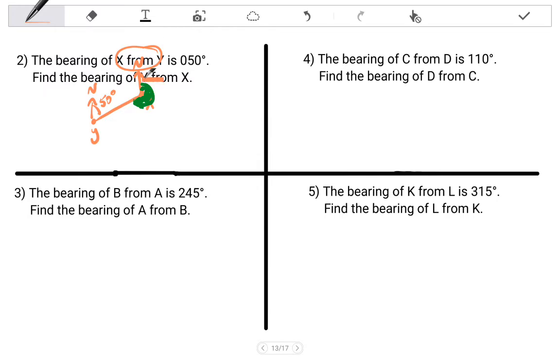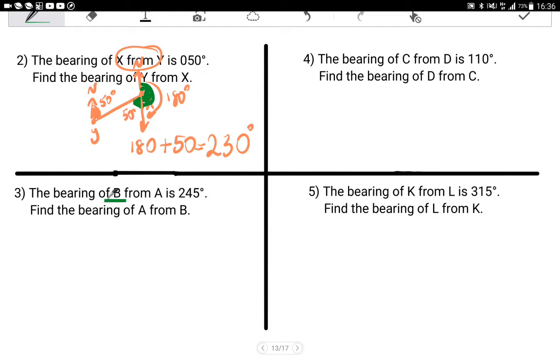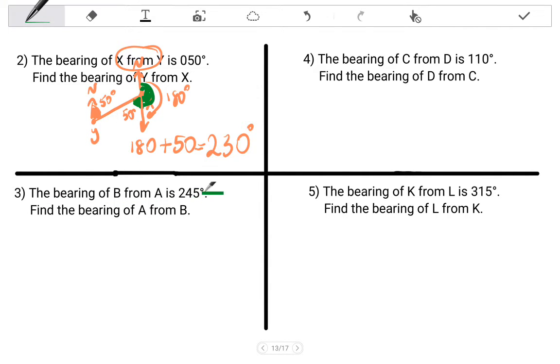Let's choose orange color. From north to south, we have 180 degrees. And there is an acute angle left here. This acute angle is alternate with the 50 degrees here, so they are equal. So this portion of the angle is 50 degrees. So the bearing of y from x is adding 180 plus 50, which is 230 degrees.